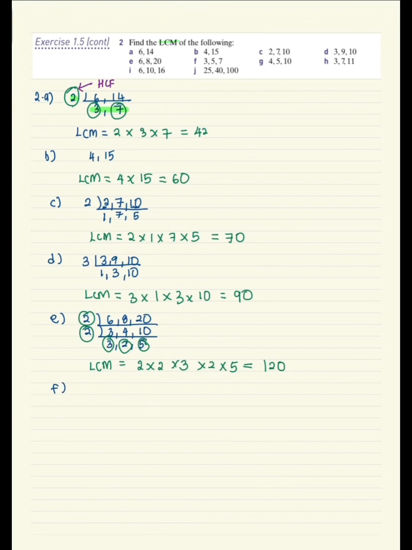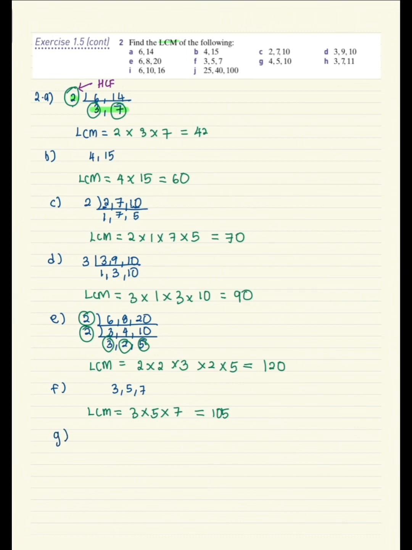Let's take a look at question F. 3, 5, and 7. Can you find a common number that they are divisible by? No. Therefore, the lowest common multiple is simply 3 multiplied by 5 multiplied by 7. You will get 105.